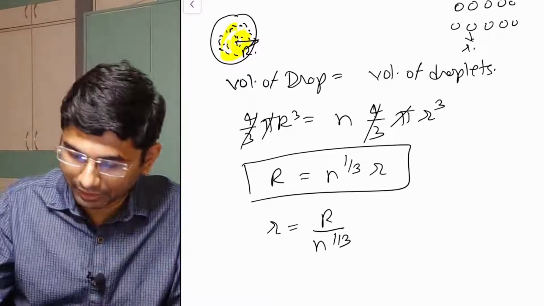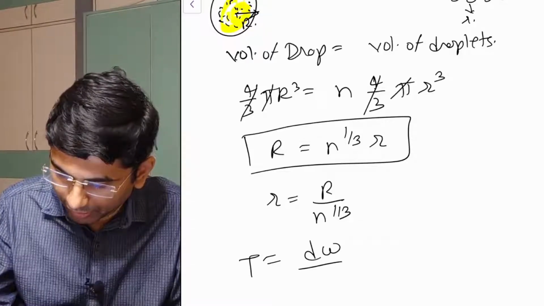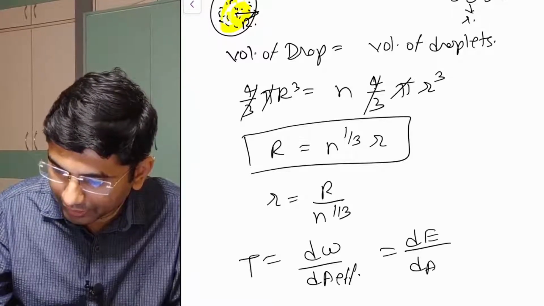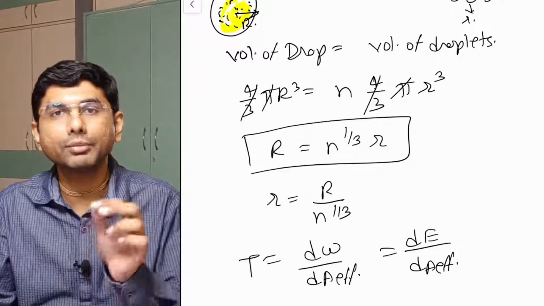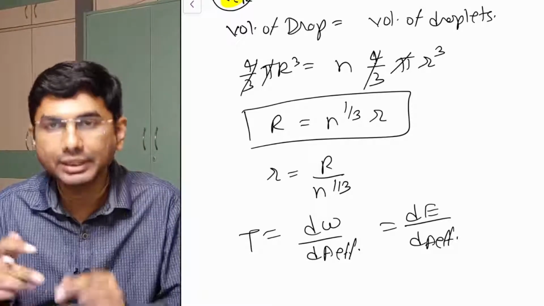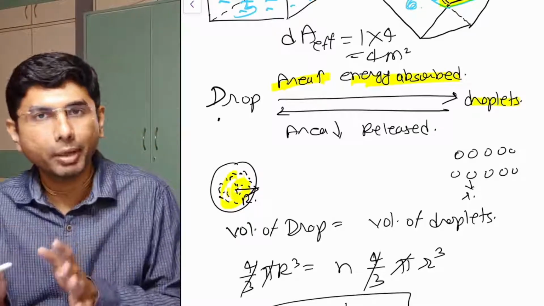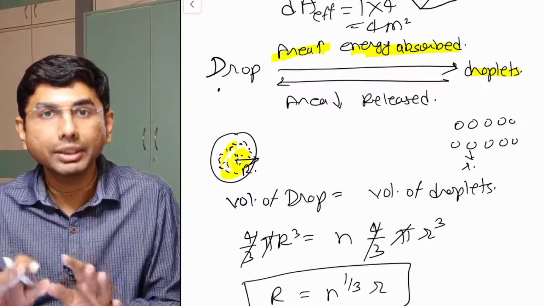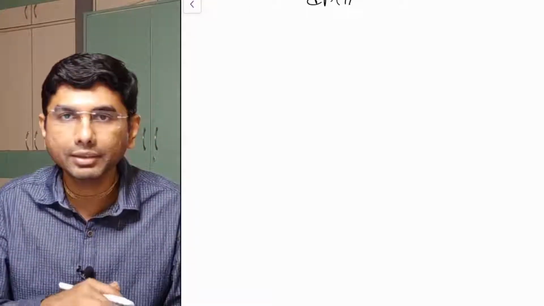But now for surface tension, what is surface tension? Surface tension is equal to work done upon change in effective area, or it can be taken as energy absorbed upon change in effective area. Now I need to find out the area. This is a relationship in terms of radius, but I need to know how much is the area which is changing. The formula will be applicable in both cases, whether I am converting drop into droplets or droplets into drop. Both ways the change in area will be the same. If I am converting from drop to droplets, the area is increasing. When I am changing from droplets to drop, the area is getting reduced.